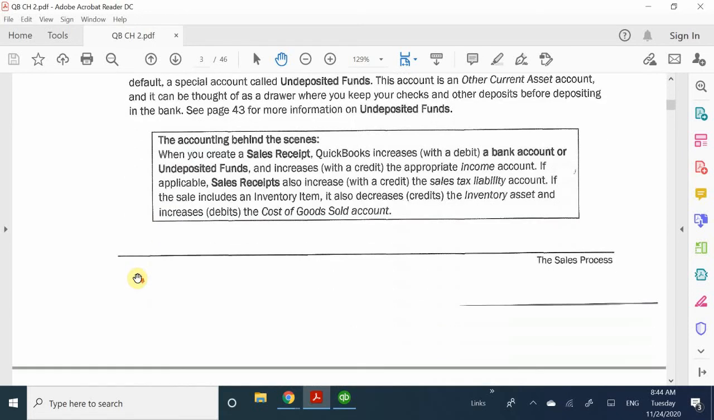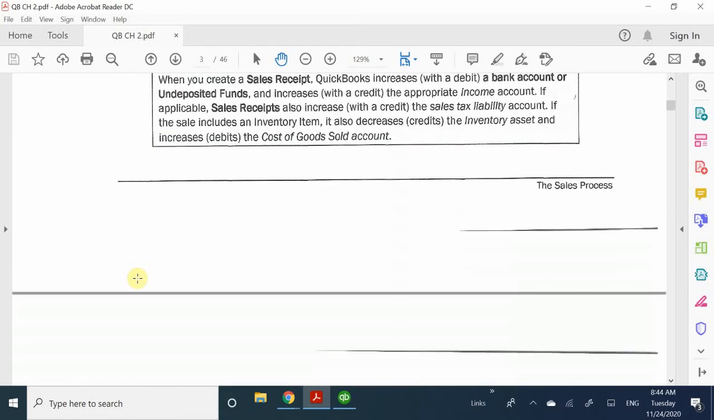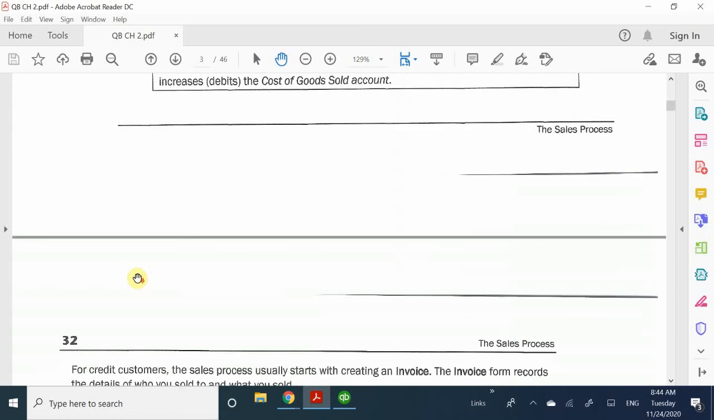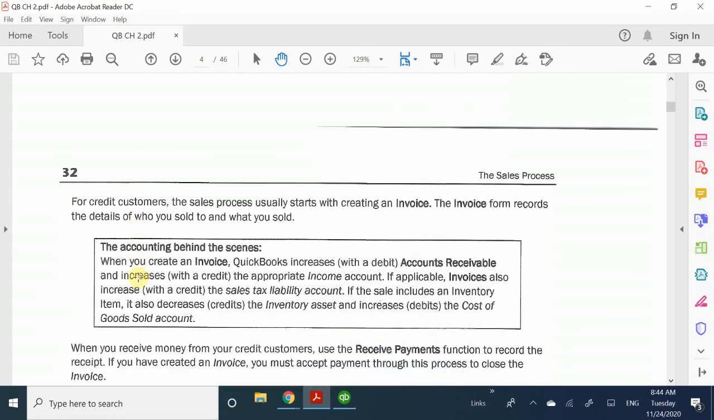Often, cash customers are pretty straightforward, right? You receive cash, check, credit card, or even an electronic funds transfer. That's going to be considered a cash customer, right? The day that the transaction happens and you receive one of those four methods, then you're going to record it as a sales receipt.